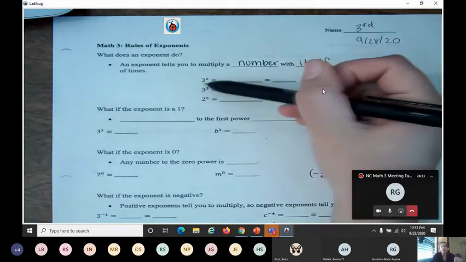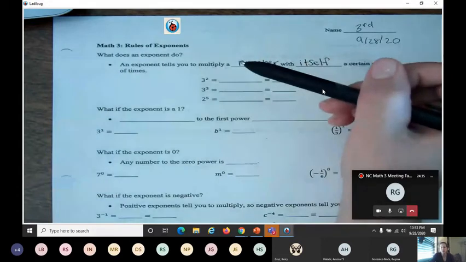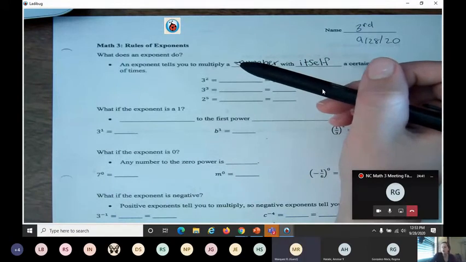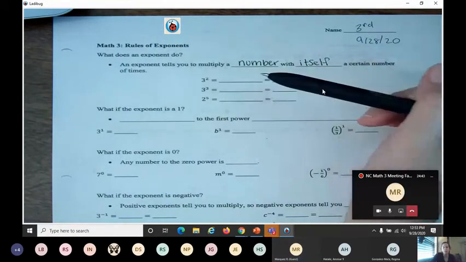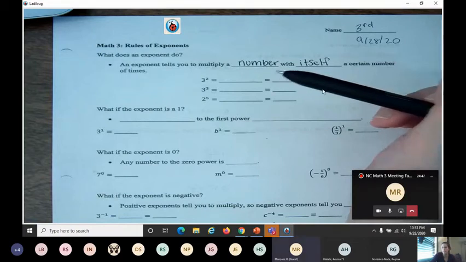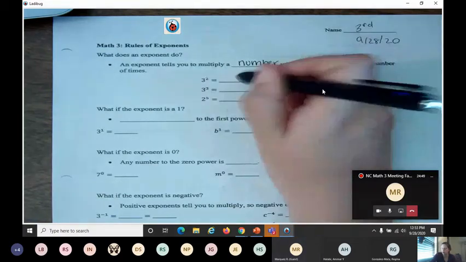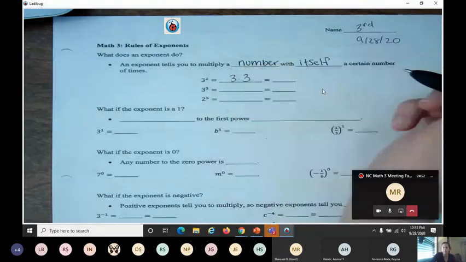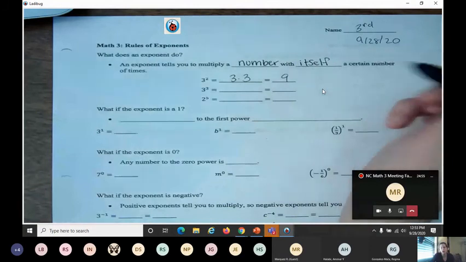So 3 squared, let's see, Marquez, are you here? Yes, ma'am. All right, so how would I rewrite 3 squared as a product, as a multiplication between two numbers? 3 times 3. Perfect. And what should I get when I multiply 3 times 3? 9. Perfect. Thank you very much, Marquez.